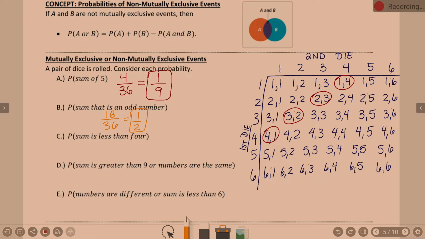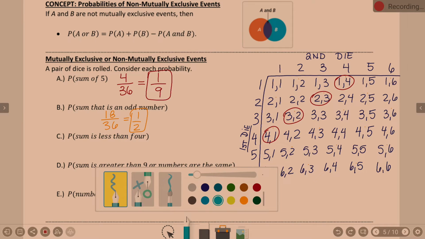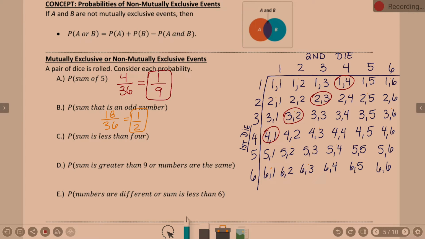Okay, C. The sum is less than 4. 1 and 1, 2 and 1, 1 and 2, and that's it. 3 out of 36. Just those? It says less than 4, not less than or equal to 4. Valid point. So we've got 3 of them out of how many choices? 36. What is 3 over 36 reduced to be? 1/12, because 6 times 6 is 36.